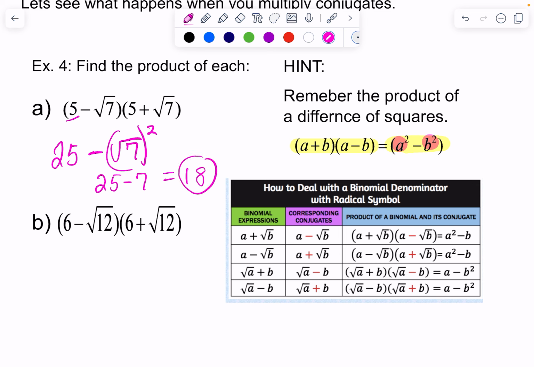6 minus square root of 12 times 6 plus square root of 12. This is a difference of squares. First term squared minus second term squared. That equals 24. It's that simple.